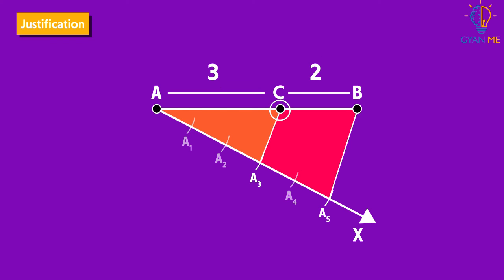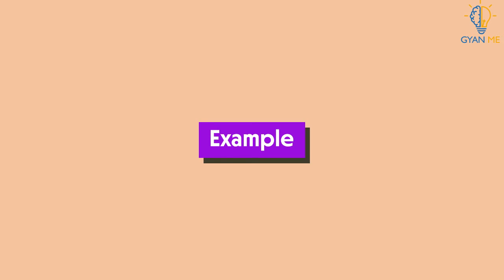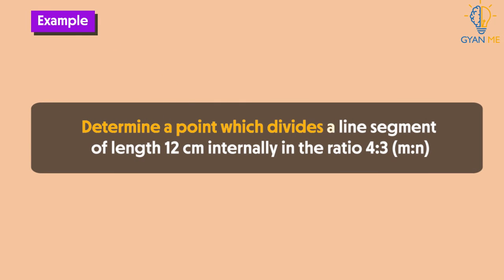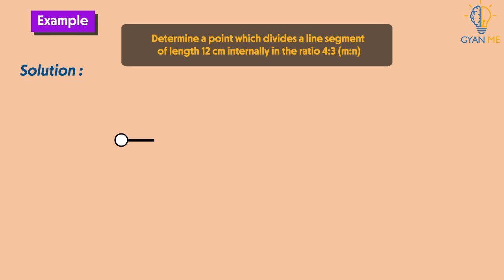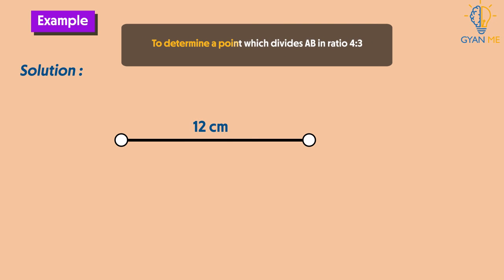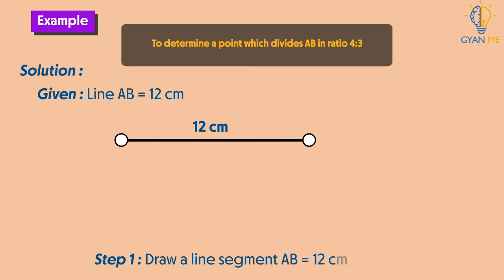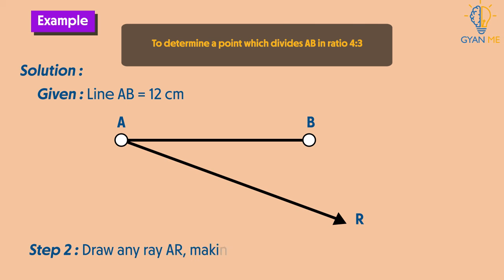Now let us solve one more example similar to this. Determine a point which divides a line segment of length 12 cm internally in the ratio 4:3. So we are given a line segment of length 12 cm and we are asked to determine a point which divides AB in the ratio 4:3. Since we are already given the length of AB, draw a line segment AB with length 12 cm with a ruler. Draw any ray AR, making an acute angle, angle BAR, with AB.